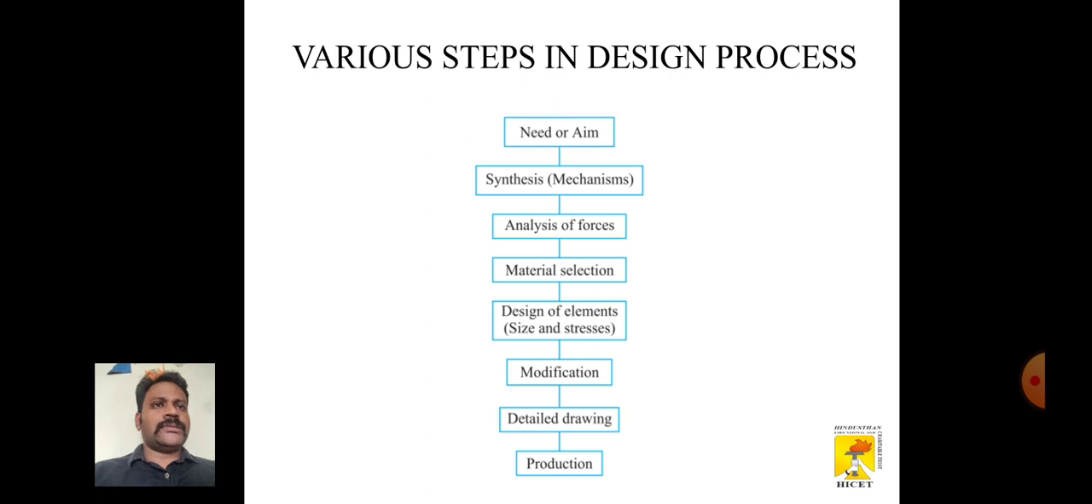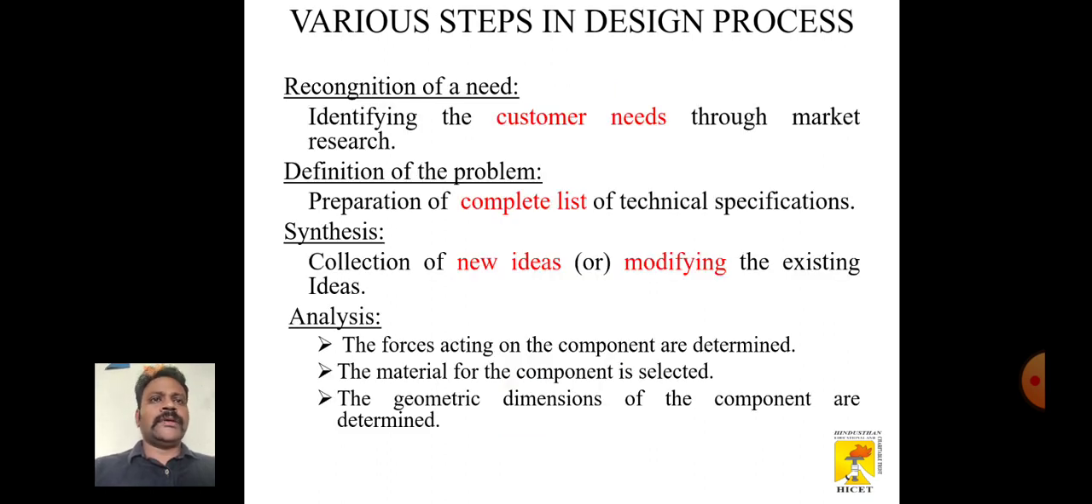These are the steps we can follow in the design process. The first one is the need or aim, then synthesis, analysis of forces, material selection, design of elements, modification, detail drawing, and production. First we identify the customer needs, and the needs are identified through market research. After that, we prepare the complete list of technical specifications, then the collection of new ideas or modifying the existing idea. After that, we analyze the forces acting on the components, the material for the components, and the geometric dimensions of the components.